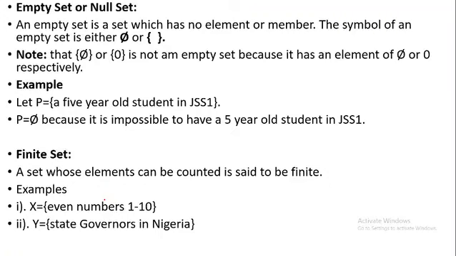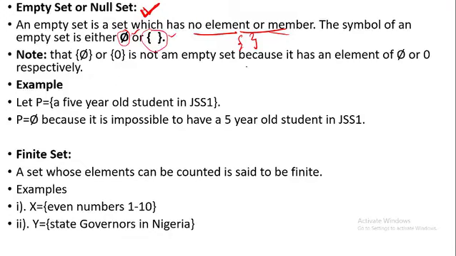Okay, let's quickly look at the empty set or null set. We call it the empty set or null set if the set has no element or member. If a set has no element or member, then it is said to be an empty set or null set. And we use this symbol, or we write curly brackets with no element inside. So we either use this or we use this. Both of them are correct.